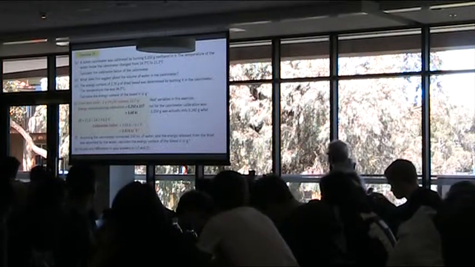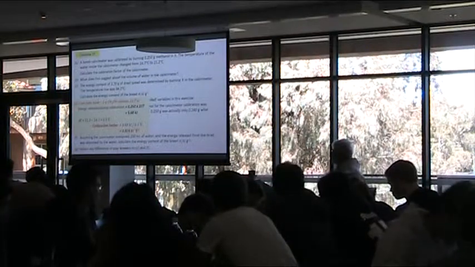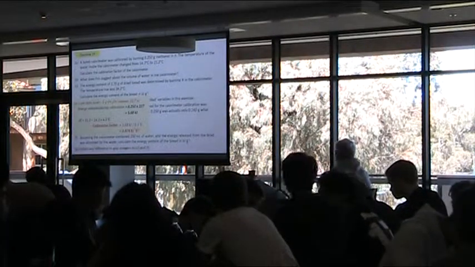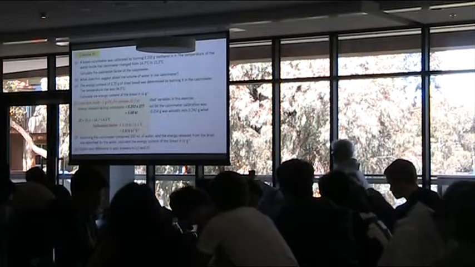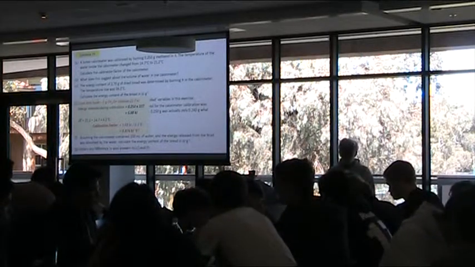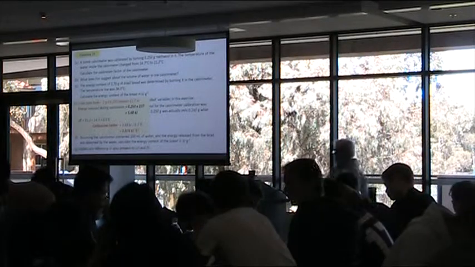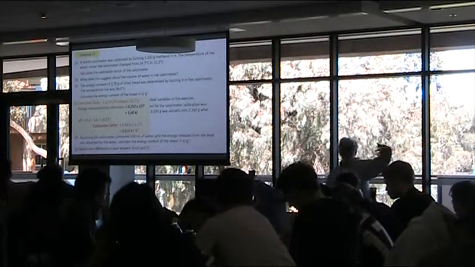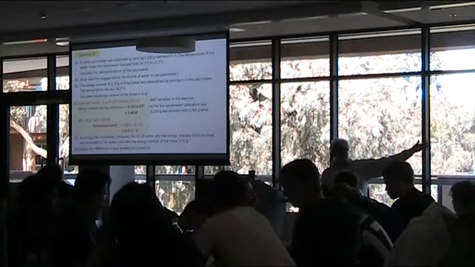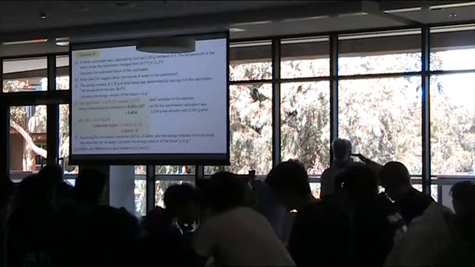What does this suggest about the volume of water in the calorimeter? So it's basically got 874 joules per degree. That's just an odd question. Any ideas? What do you reckon? Roughly? Would you expect the volume of water to be only 100 mils?